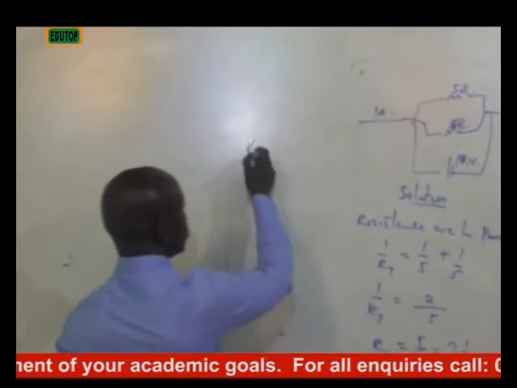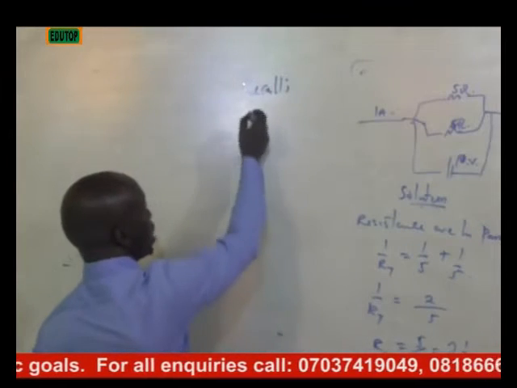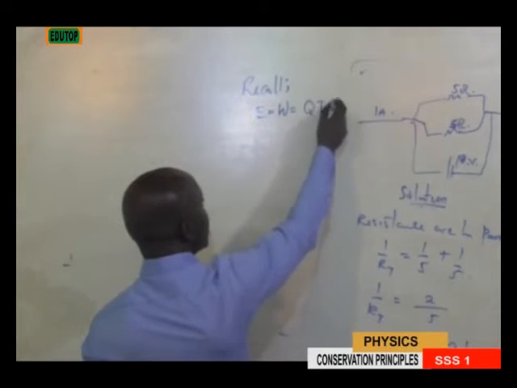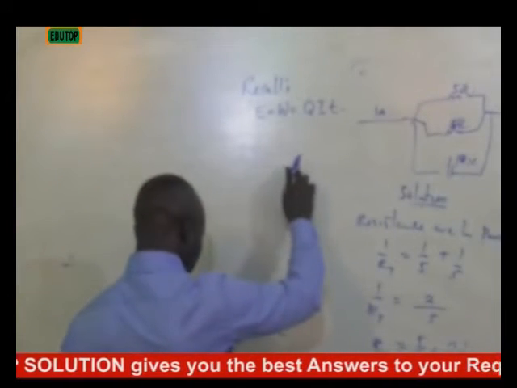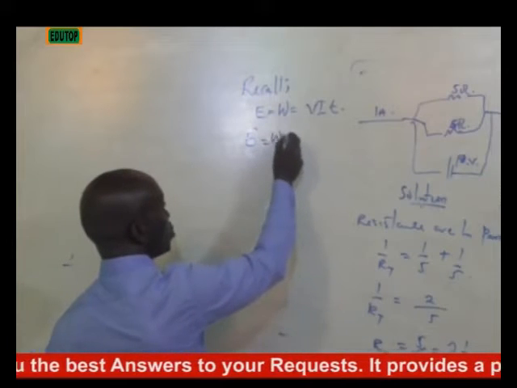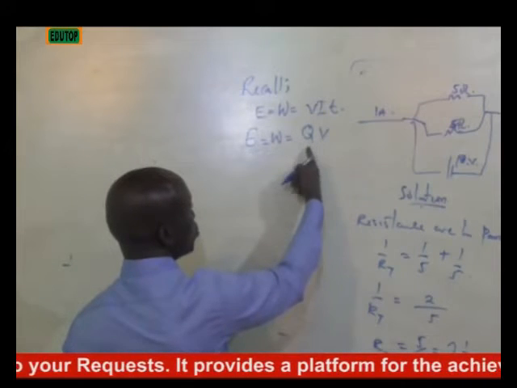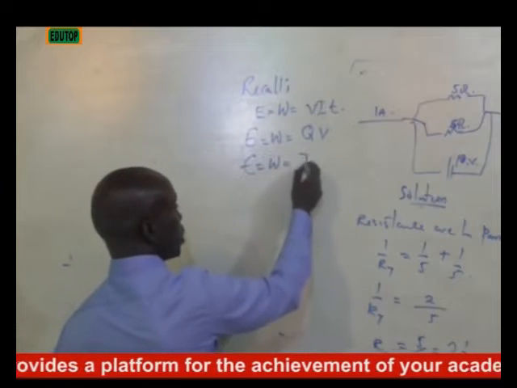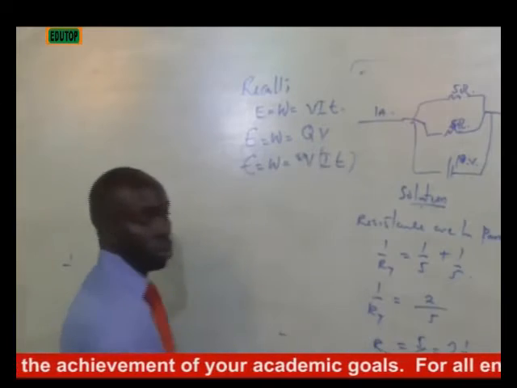You now recall that my energy is the same thing as my work done, which is the same thing as QV. Q is now broken down to IT. So from there you have E equals W equals VIT, where IT is your Q.